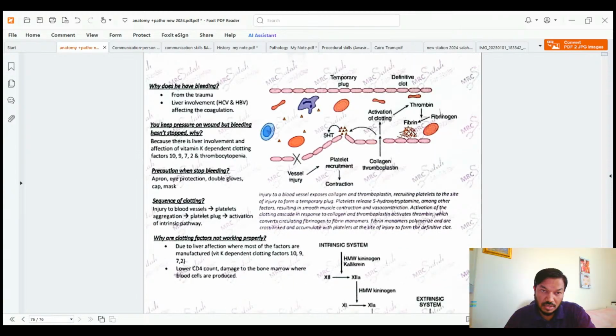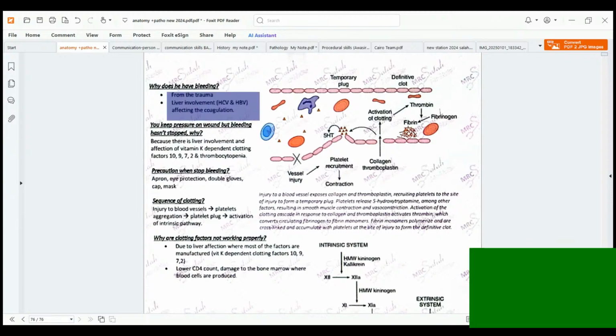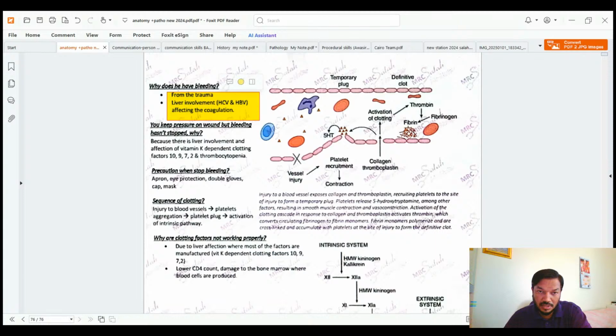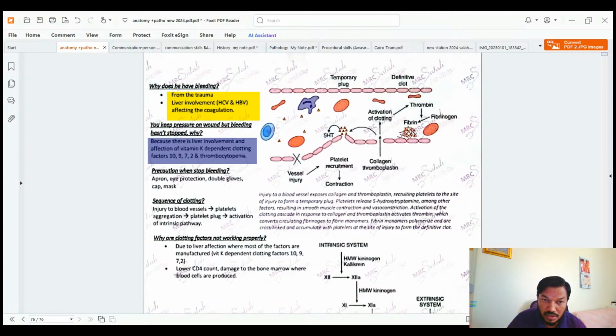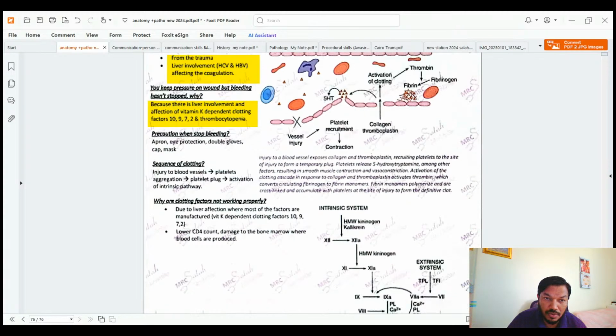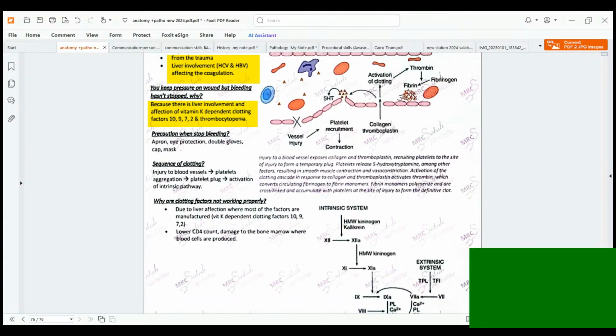Why does he have bleeding from the trauma? Liver involvement, hepatitis C and hepatitis B virus infection. You keep pressure on the bleeding, but why is it not stopping? Because there is liver involvement and affection of the vitamin K dependent protein factors, factor 2 and precursors.